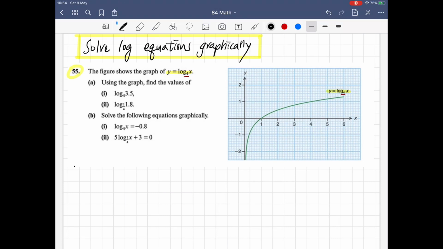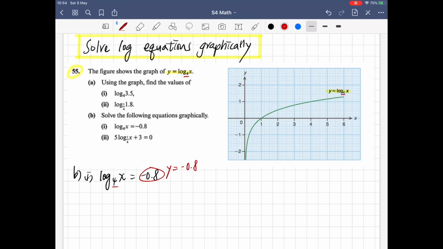Then let's take a look at part B. It asks you to solve the equations graphically. So in B1, we have log x with base 4 equals negative 0.8. In this question, the base used is 4. That is consistent with the base used in the graph. That means we don't have to change it. Then we can directly look at the value negative 0.8. And this time, this is the value of y, and y equals negative 0.8.